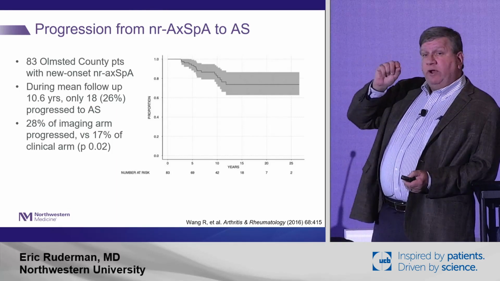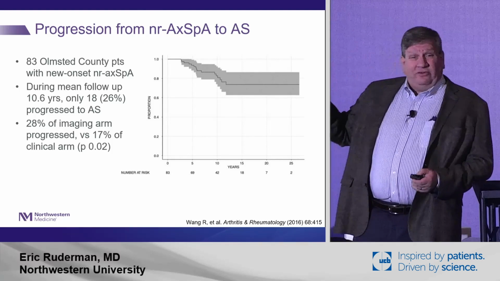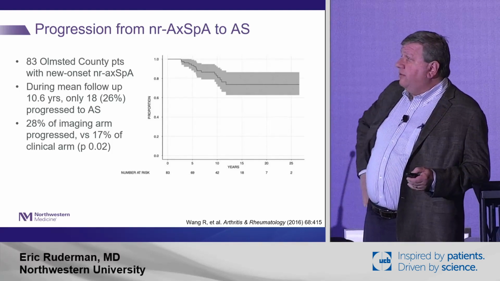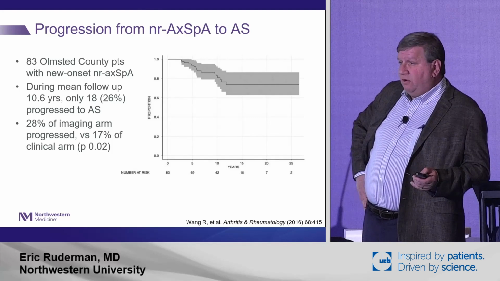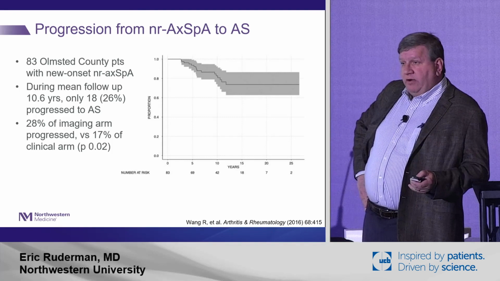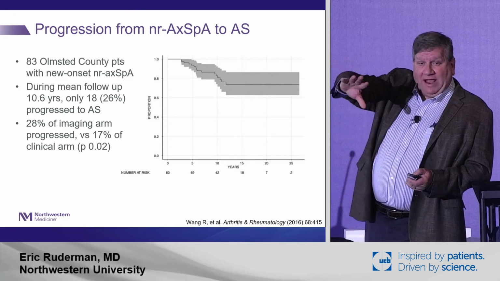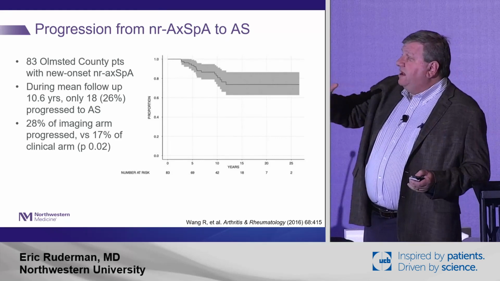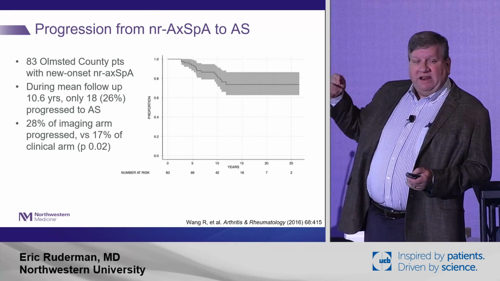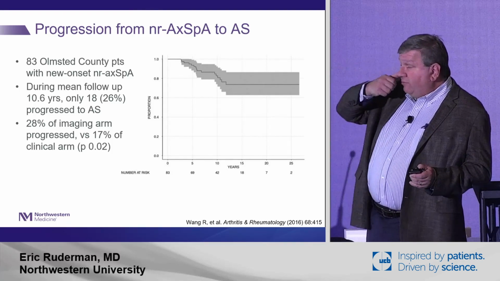Now, to the point of, do they eventually turn into AS? The answer is not so much, or at least that we know about. So this is some data from Mayo, the Olmsted County database. Not a big series, it's only 81 patients, but they picked up people with non-radiographic axial spondyloarthritis. Now this is before the diagnosis came out, so they went back in a retrospective chart review, and then they followed them out for 10 years to see how many of them actually eventually progressed to AS with sacroiliitis, and it was a very small percentage.